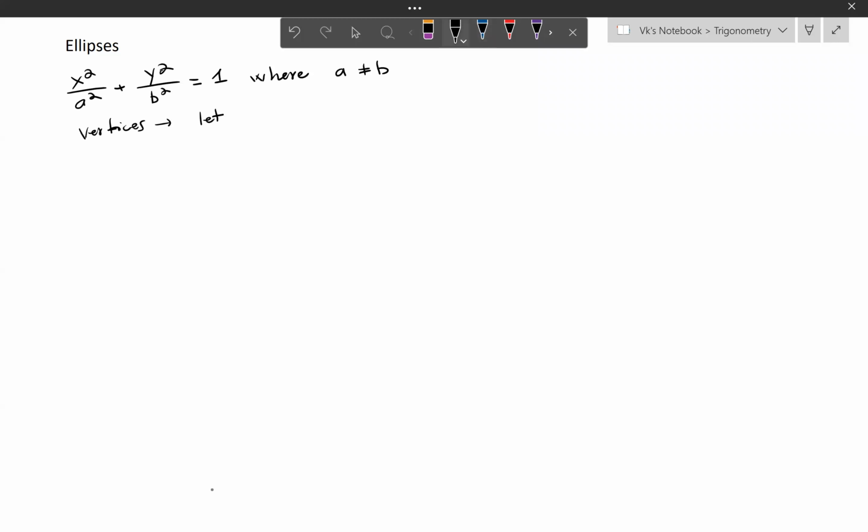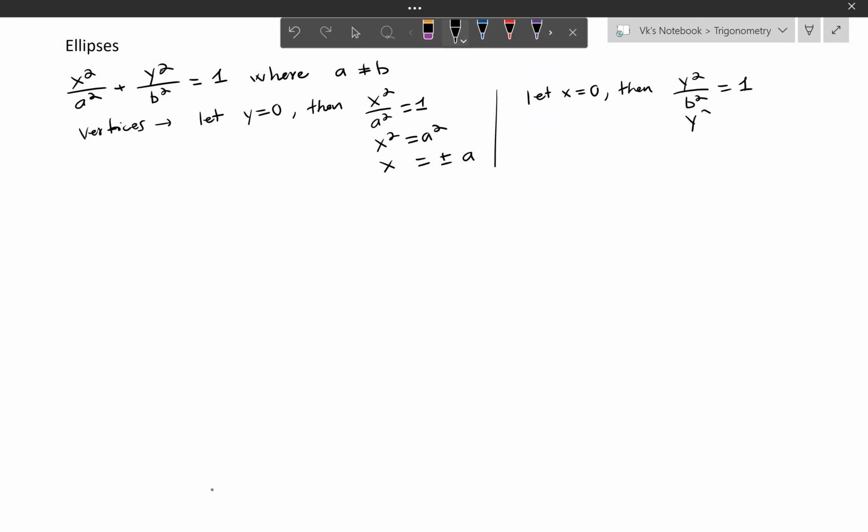Let y go to 0. Then we see that x squared over a squared equals 1. So x squared equals a squared, x equals plus or minus a. Similarly, when you let x equal 0, then y squared over b squared equals 1. So y squared equals b squared, and y is plus or minus b. Plus or minus a, plus or minus b, they are vertices.